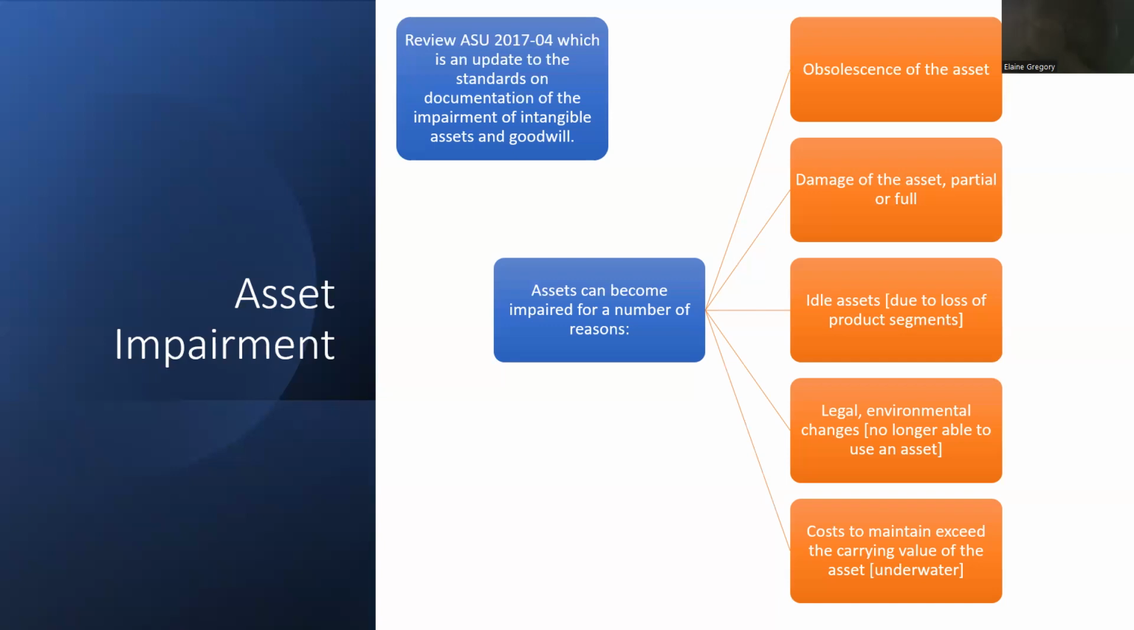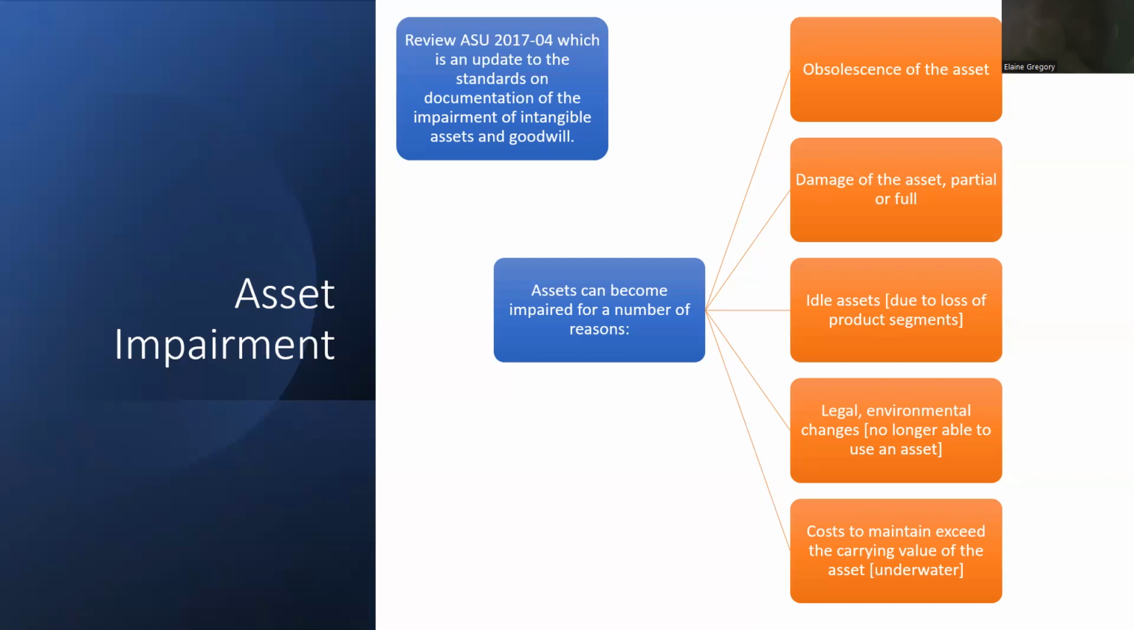Now, assets can become impaired for a number of reasons. The asset becomes obsolete. You have a new iPhone that's being sold. You have assets out there that are no longer of the same value, so they lost their value to the older versions. We could have damage, partial or full, of an asset. We could have idle assets due to perhaps loss of segment operations.